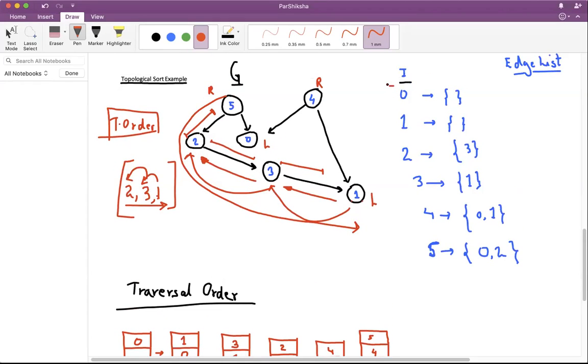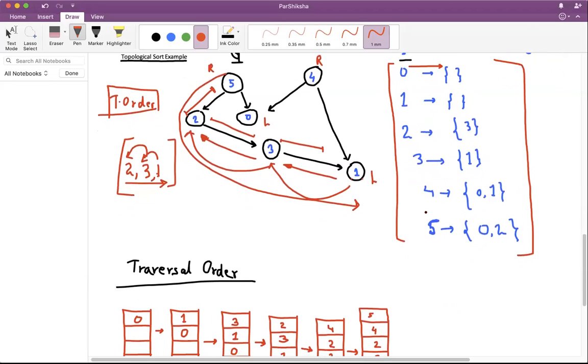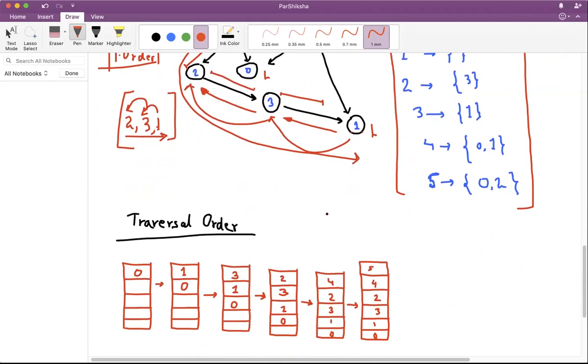So the way you can go about it is that even if you take this set of edge list, right, and you go in this particular direction, which is saying that 0 is pointing to null, 1 is pointing to null, and 2 is pointing to 3. Even if we go in this direction and keep pushing all the elements into a stack, right? So let's take an example. I think that might be easier to understand.